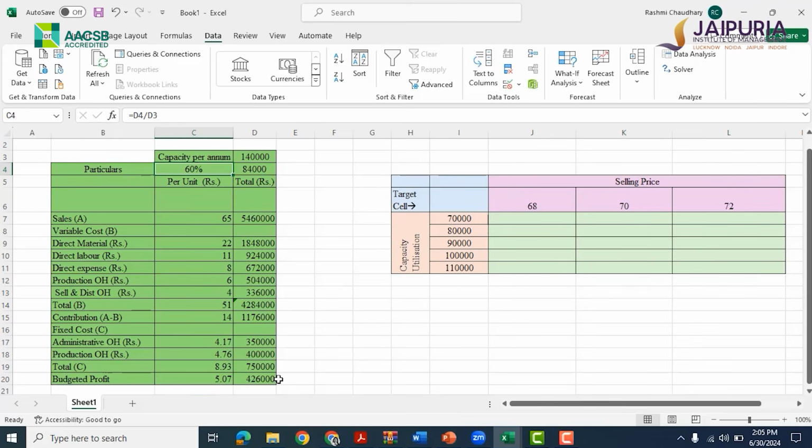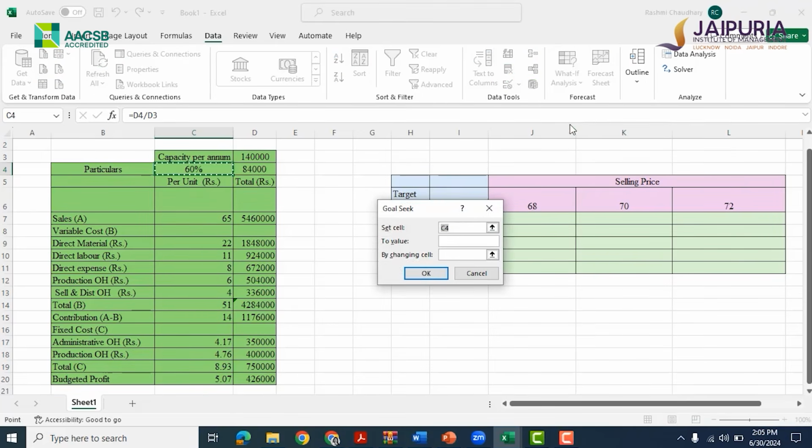In the same manner, say suppose if anyone wants to know the break-even point of the company. So what is the break-even point wherein there is no profit, no loss? So again, we can go to the goal seek function and set the cell. Which cell you want to set? You want to set the budgeted profit cell to a value of 0 because you want to know the break-even point by changing cell. That is the sales unit you want to change. You want to check at how many units you will be able to achieve no profit, no loss. That is the break-even point.